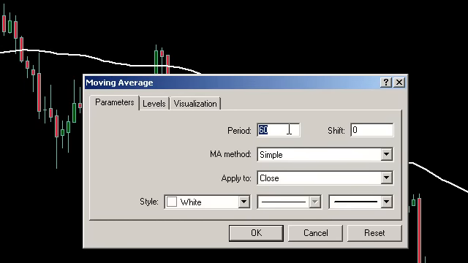So if we're on the M15, we have to consider what a H1 moving average would be. Well, the H1 is 4 periods higher than M15, so 4 lots of 15 go into 60 minutes. So we need to multiply this period by 4. So this becomes a 240 period moving average.